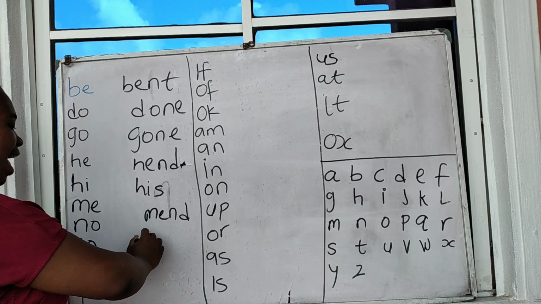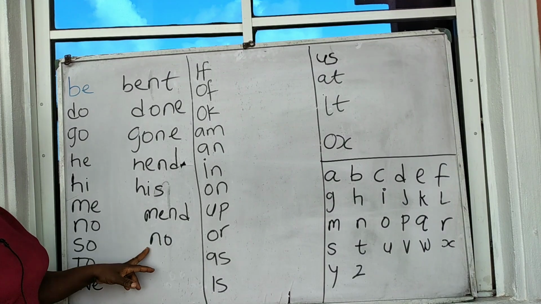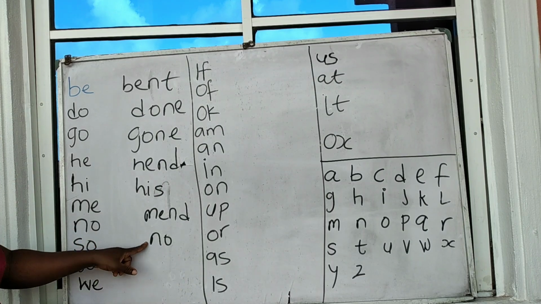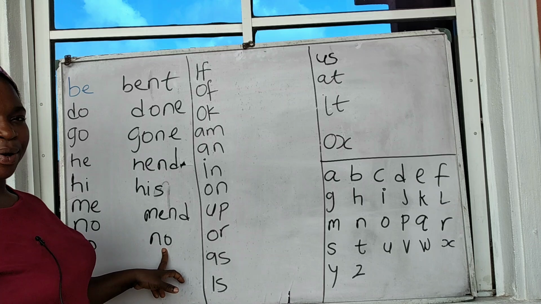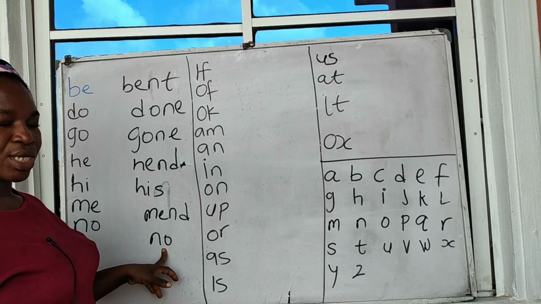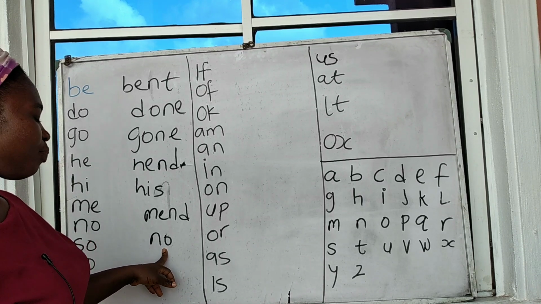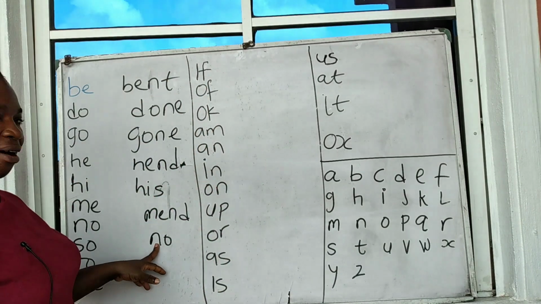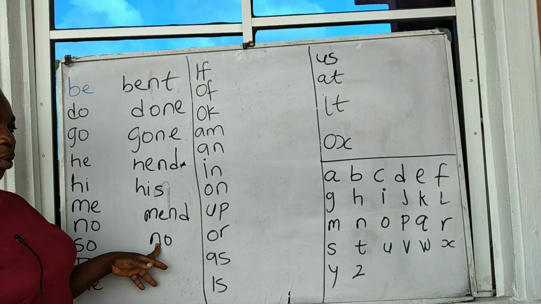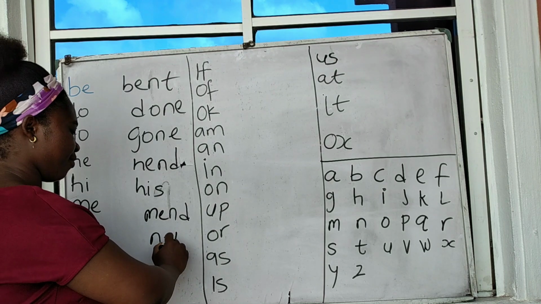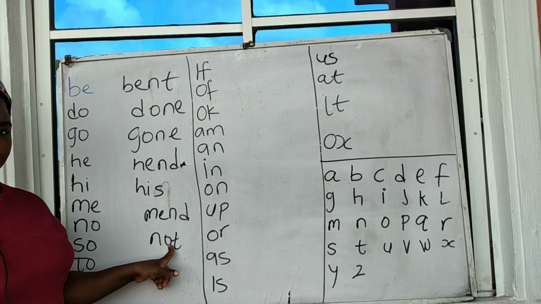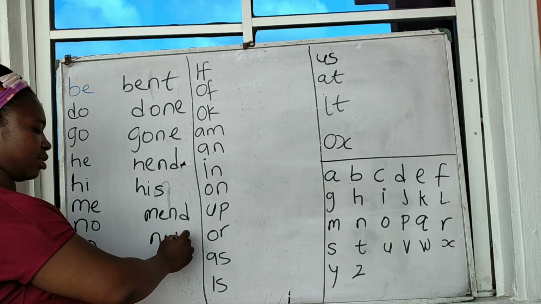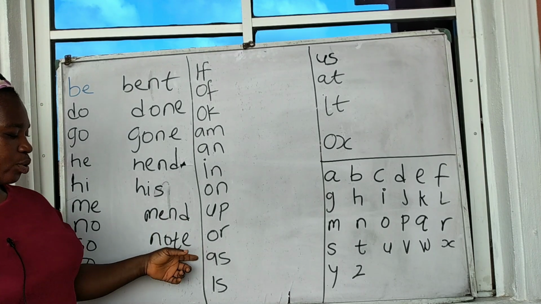I have N-O, no. This is pronounced as no. Okay? So now if I decide to put B here, I'm going to have nope. If I decide to put T, I'm going to have not. W, I'm going to have now. Okay? But let's add T, I'm going to have not. If I choose the letter E and add it to this, I'm going to have note. Okay.